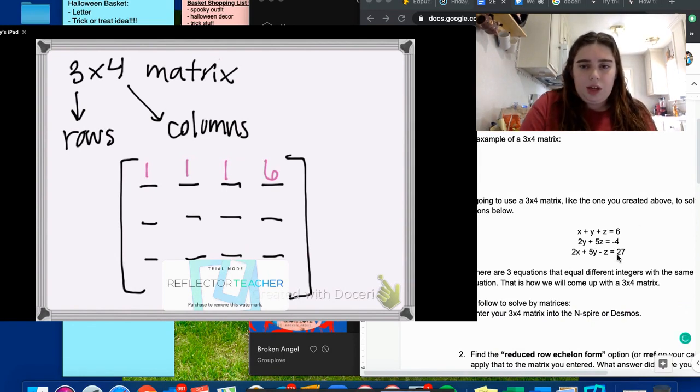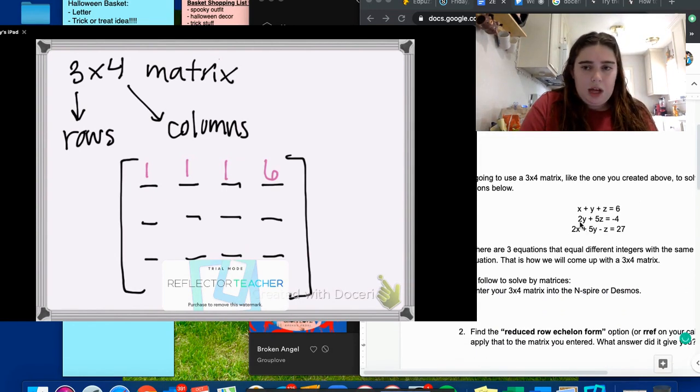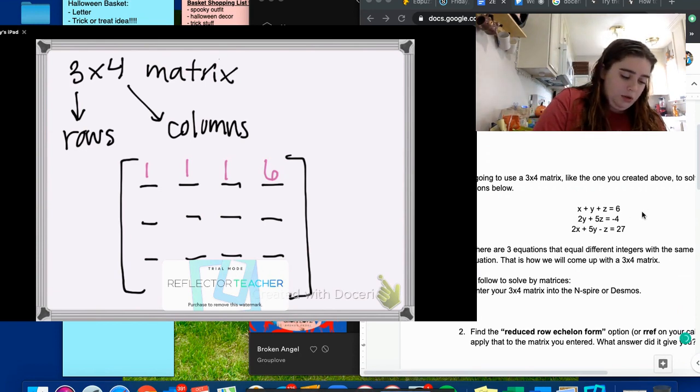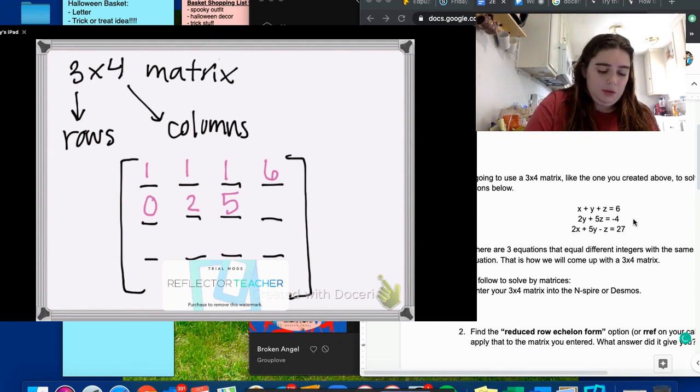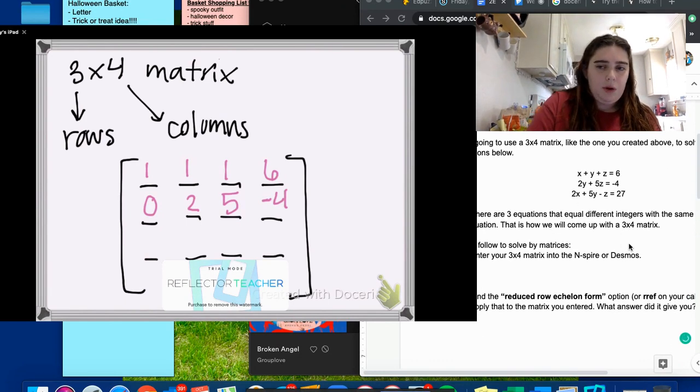Now look at the second equation. We're missing x in that one. Why are we missing x? That means x has a 0 coefficient, so we're going to have 0 for x. Then for the coefficient on y, we have 2, and z is 5. Whatever it equals is that last slot, so it equals -4. And then our last equation, we have a coefficient of 2 for x, 5 for y, and -1 for z. Whatever it equals is the last one, so 27.